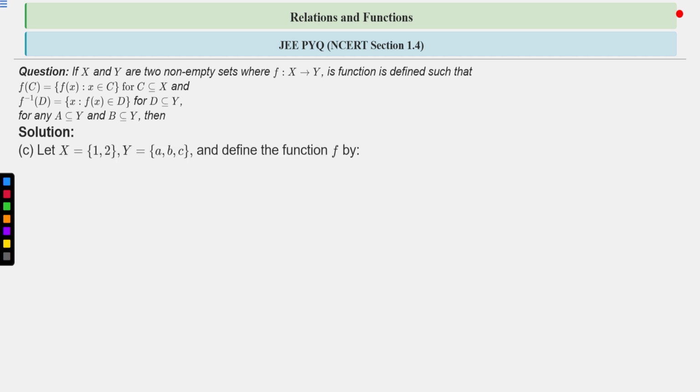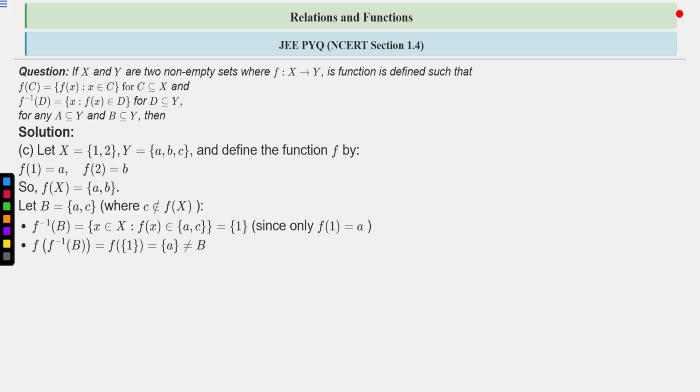Now let us check option C. Let us assume X as {1, 2} and Y as {a, b, c}, and define the function f by f(1) is equal to a and f(2) is equal to b. So f(X) will be equal to {a, b}. Now let B be equal to {a, c}, where c does not belong to f(X). f inverse of B will be equal to x such that x belongs to capital X and f(x) is equal to {a, c}, which is equal to {1}, since only f(1) is equal to a.